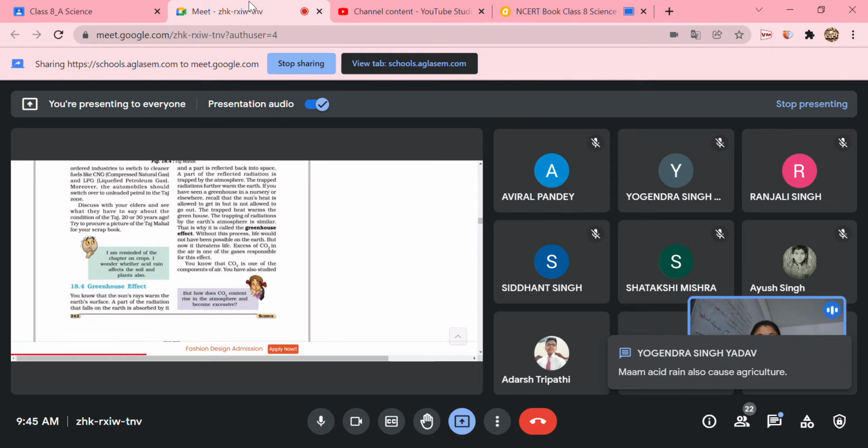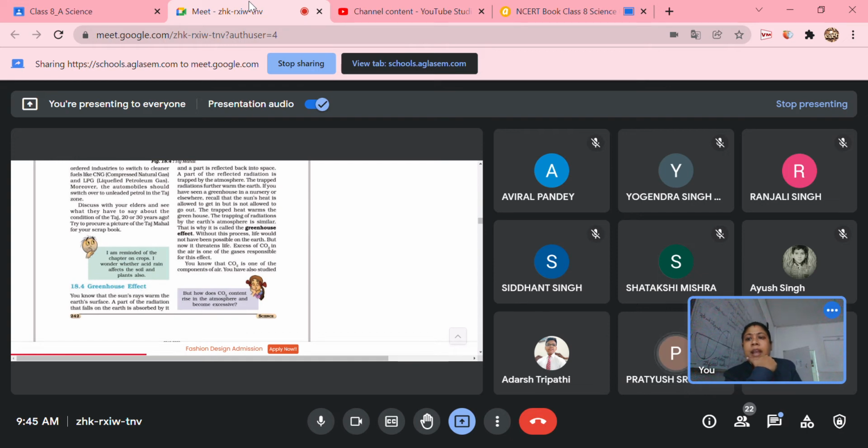We have read in the petroleum chapter about CNG and also LPG. They are much cleaner fuels than petrol and diesel. PNG also, yes. So you can add PNG over here: CNG, LPG, and PNG. Moreover, the automobiles should switch over to unleaded petrol.